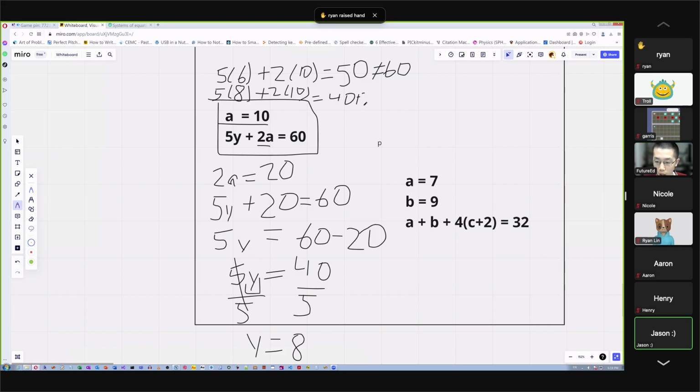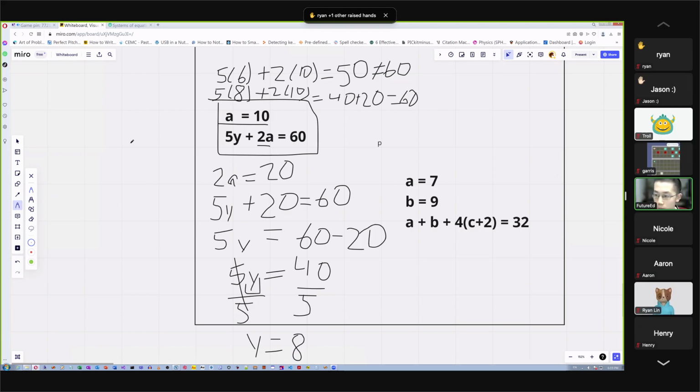Thank you. Do I have any volunteers who would like to do the final problem, please? This one has 3 variables, and there's even some weird parentheses thrown in as well. So, anyone up for the challenge? Ryan, Jason, I think you guys have both responded. Let me see. I think Nicole, would you like to try the last problem before we move on to the lesson?